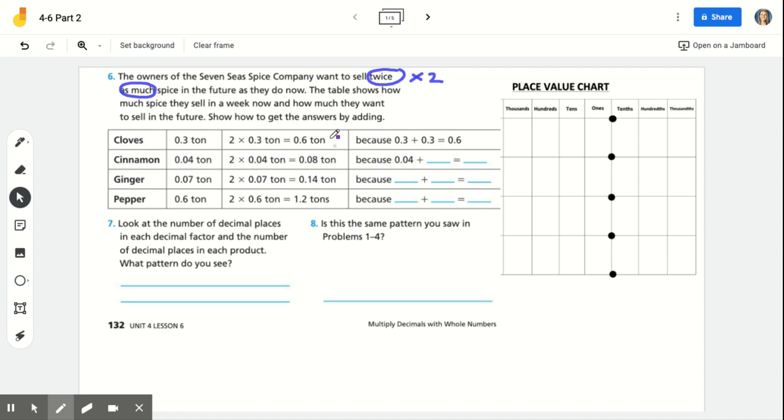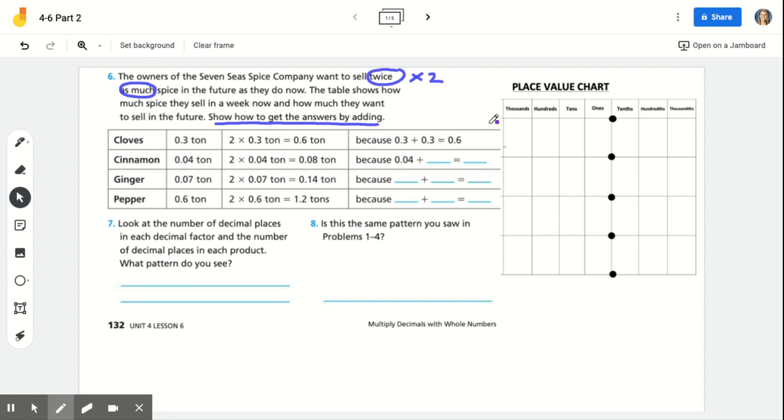And there is going to be a rule that we're going to be following along with in this lesson to solve using multiplication. But before we get to that, they want us to show how to get these answers by adding. So remember, multiplication can always be turned into repeated addition, or in this case, just addition. Because if we're multiplying something by 2, it's the same as just adding itself to itself one time. So for example, 3/10 times 2 is the same as 3/10 plus 3/10.